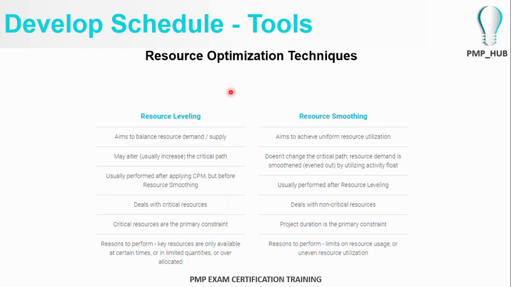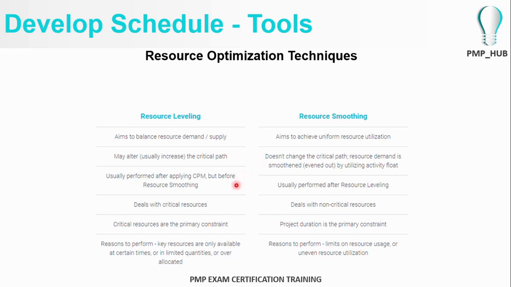To sum up, resource optimization techniques: resource leveling and resource smoothing. Resource leveling aims at balancing resource demand or the scarce resources. Resource smoothing aims to achieve uniform resource utilization. We smooth it out. Resource leveling may alter the critical path. Resource smoothing generally does not change the critical path. It is within the critical path.